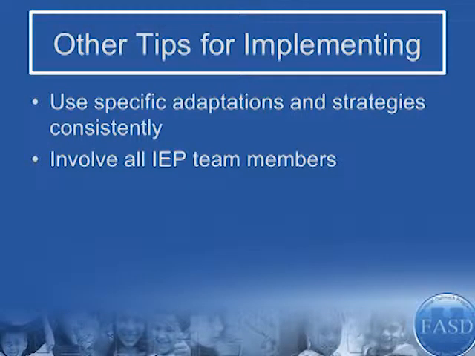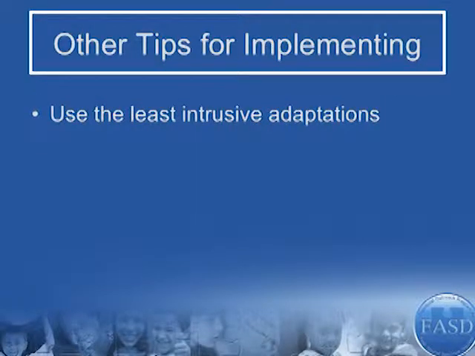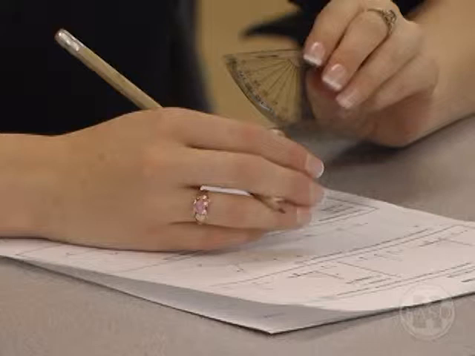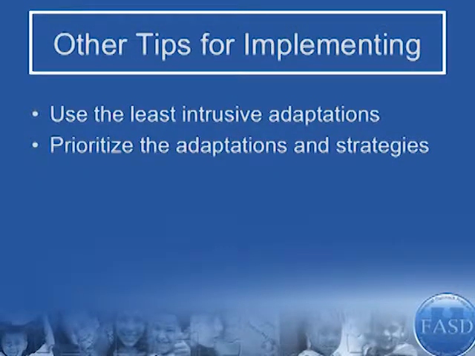Here are some other tips for implementing adaptations and strategies. Use the specific adaptations and strategies consistently. Involve each member of the IEP team, especially the student if appropriate. Utilize the student's strengths and learning preferences. Ensure cultural, linguistic, and environmental sensitivity. Use the least intrusive adaptations. For example, with Nikki and some of her hands-on math, a study room in the library is the best place to work. Prioritize the adaptations and strategies.